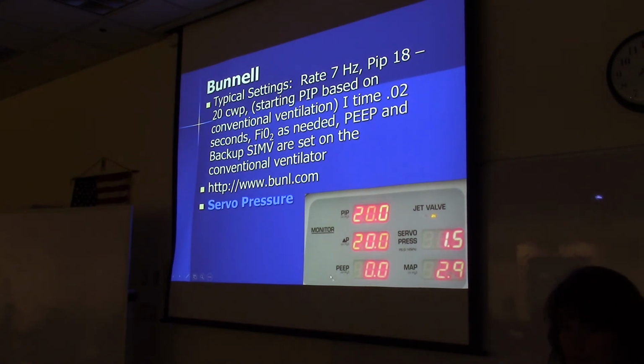You can see all the monitored values showing up in the bottom right of the screen. Your peak pressure and your delta P. The PEEP, the mean airway pressure, and the servo pressure.